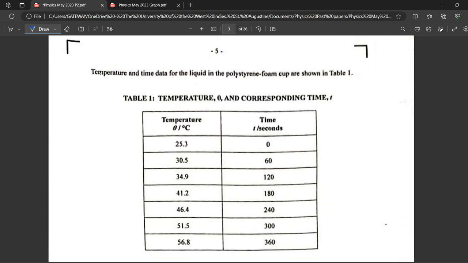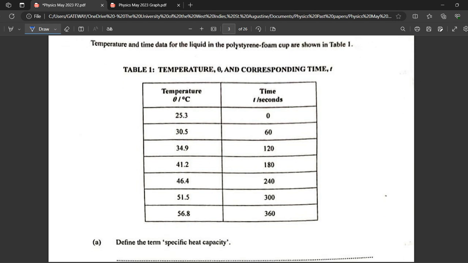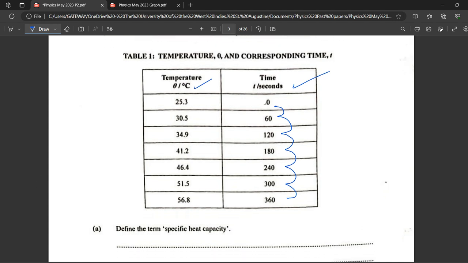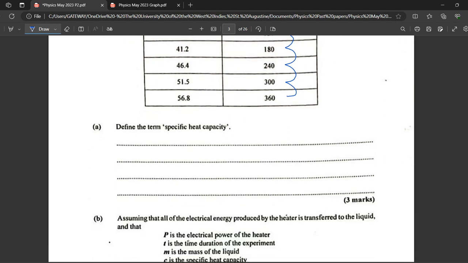So they say temperature and time data for the liquid in the polystyrene cup, foam cup, are shown in the table here. So we have temperature in degrees Celsius and we have time in seconds. So the time is increasing as we measure the temperature. So every 60 seconds they're measuring the temperature. So basically every minute they're measuring the temperature. Right? They start off with an initial reading of 25.3 at t equal to 0 seconds. They said to define the term specific heat capacity.